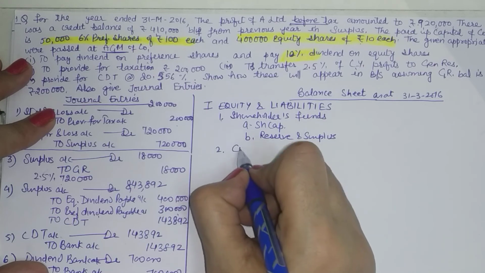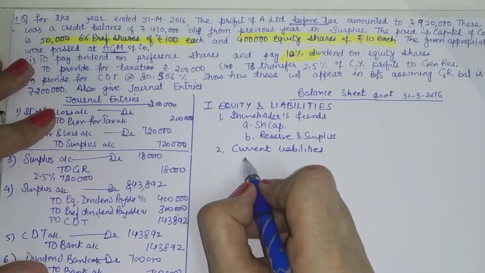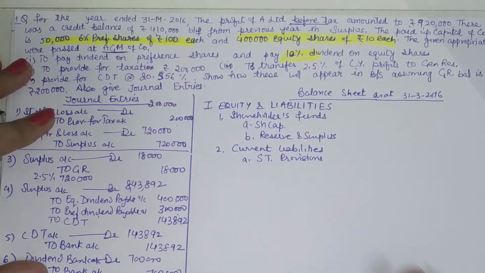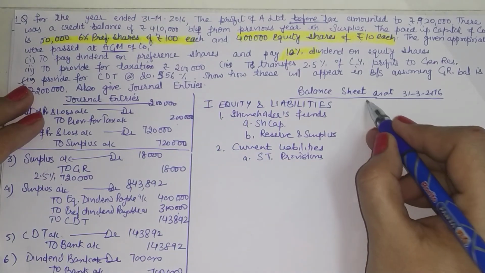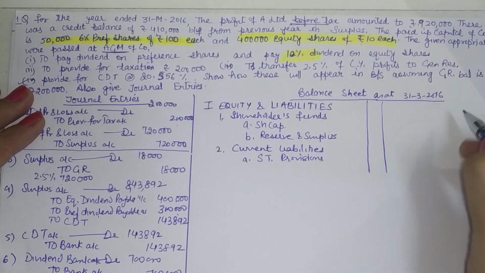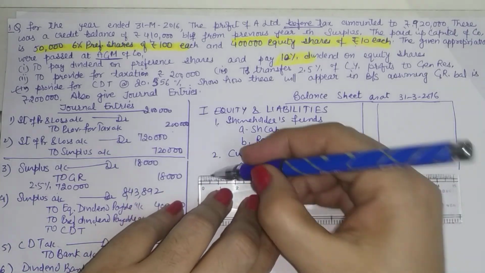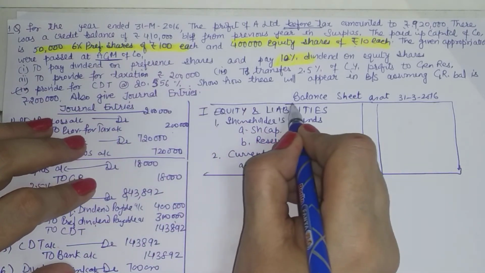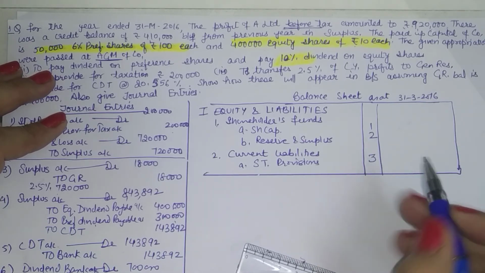Then you have current liabilities, because all other categories are not given. In the current liabilities, we have short-term provisions, which includes income tax provision. So this we are going to show through the balance sheet. Now in order to show these amounts in the balance sheet, we are to prepare proper notes, because as per Companies Act, we cannot show individual amounts in this. We are to show the composite amount, net amount here. So share capital number 1, reserves and surplus number 2, short-term provisions number 3.